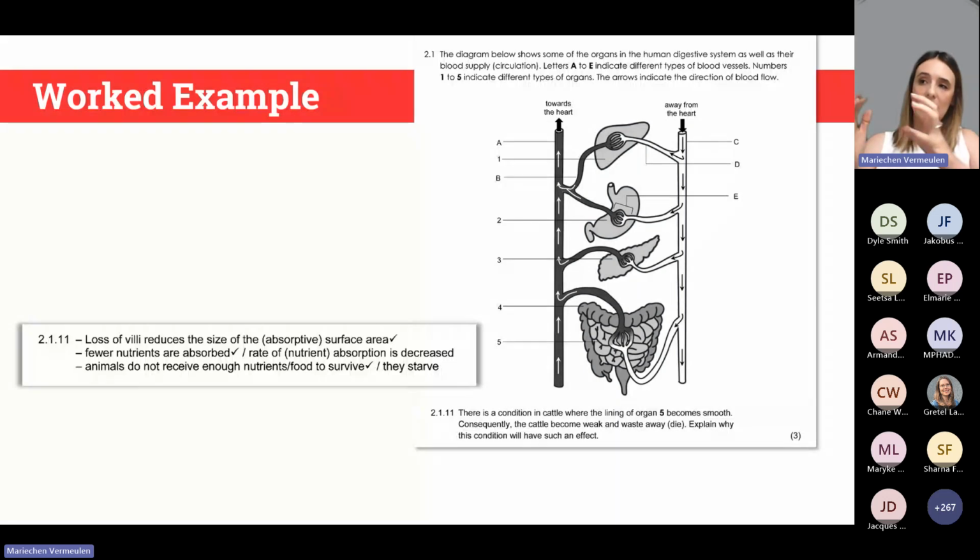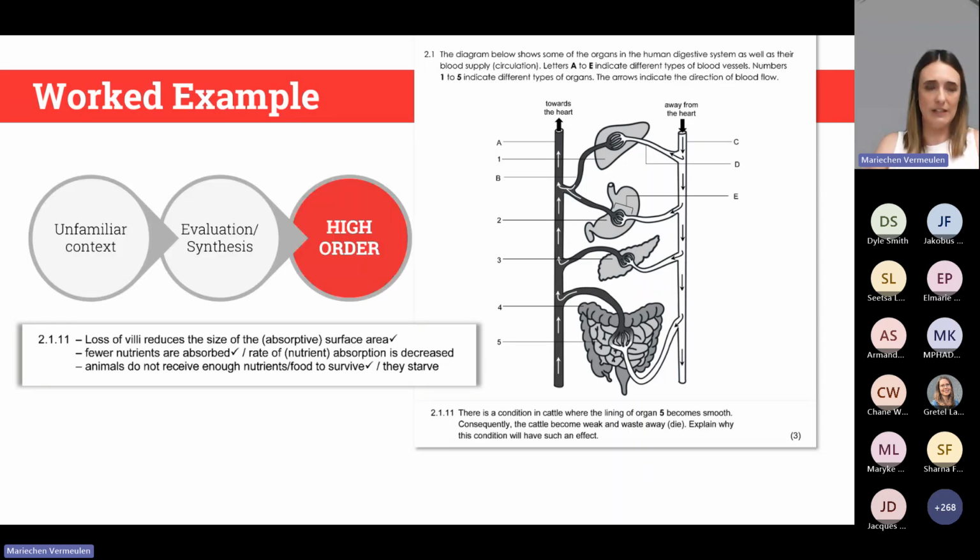And if it's in brackets like that, it means the mark is not necessarily on that topic or on that word. It could be just surface area. Fewer nutrients are absorbed, or the rate of absorption is decreased, and the animal does not receive enough nutrients or food to survive. They therefore starve, something along those lines.